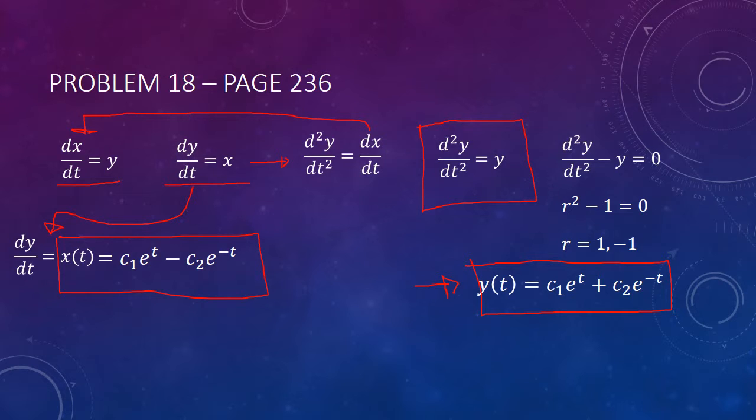So I've solved my system of equations. And we're going to need initial conditions here too to find out what C1 and C2 are, at least two. For every independent variable, you need at least one initial condition. Alright, so let's look at problem 21 on page 236.